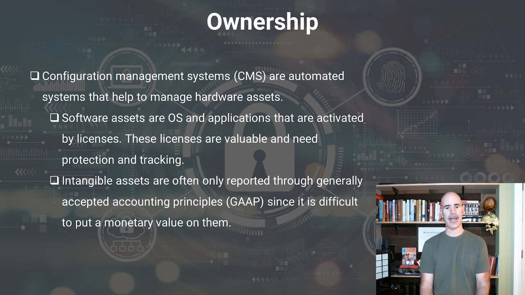The intangible assets, the ones I talked about, the patents, the copyrights, and so forth, aren't really used and tracked in a configuration management system. Normally, they're reported through GAAP, or generally accepted accounting principles, because it's difficult to actually assign monetary value to, for instance, the company reputation. So these aren't tracked in a CMS, they're tracked in GAAP.